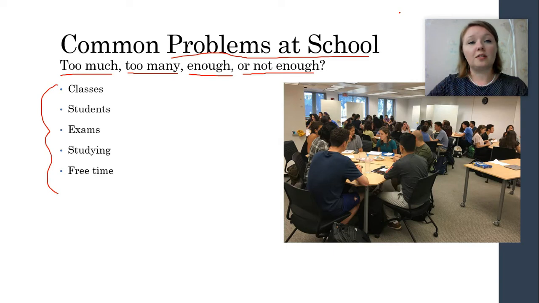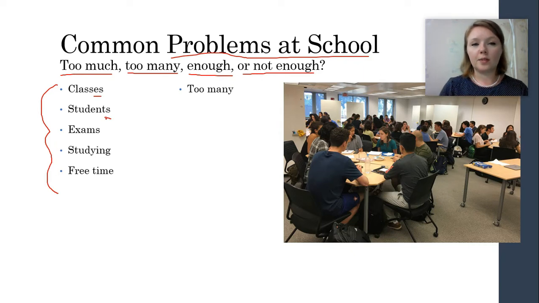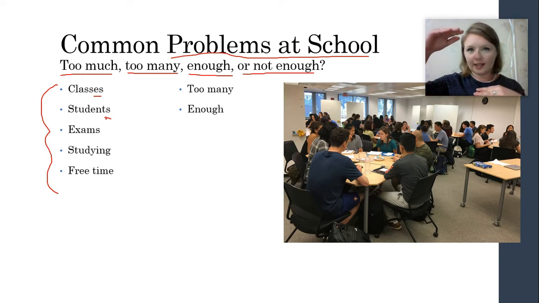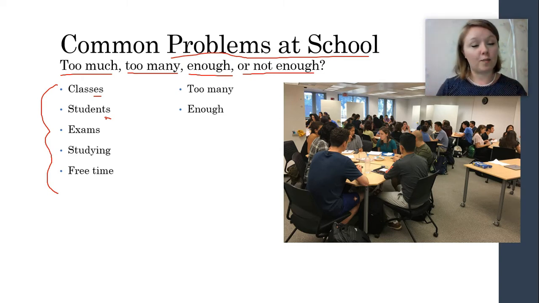So let's look first at classes. Classes are something we can count, right? So we could say something like, oh, there are too many classes at school. I have to take too many classes. Students are also something we can count. I could say, there are enough students. This means we don't need more, we don't need less, there's enough. Perfect.